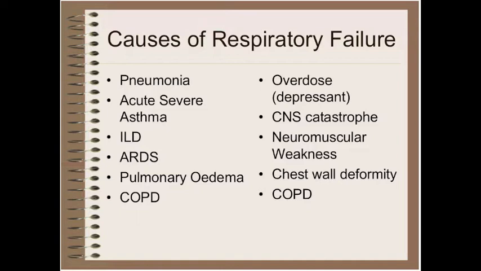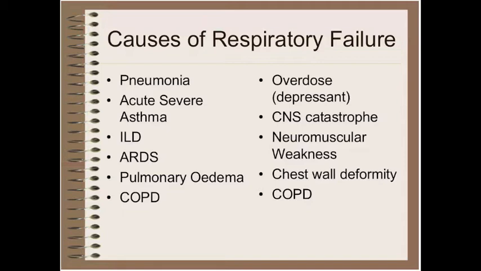On the right-hand side, you might see that these are slightly different types of conditions as a whole. So overdose, where we're getting depressed ventilation, a CNS catastrophe where the brainstem is affected and ventilation is reduced. Weak muscles, again, neuromuscular conditions such as Guillain-Barré or motor neuron disease, where the lungs cannot function adequately as a pump. Chest wall deformity, and COPD, you'll notice, comes into both groups.